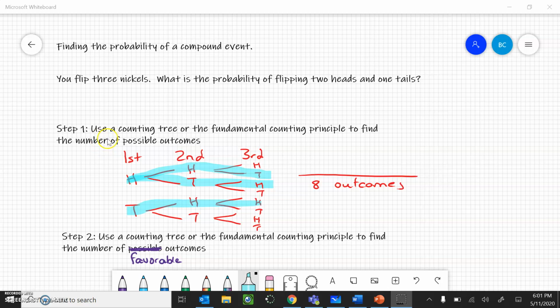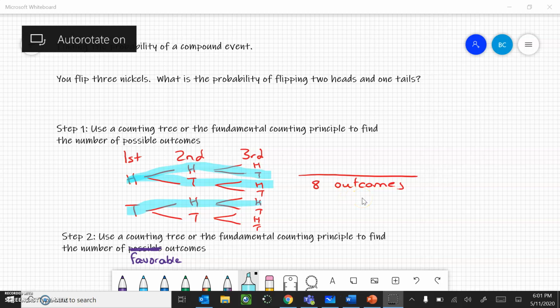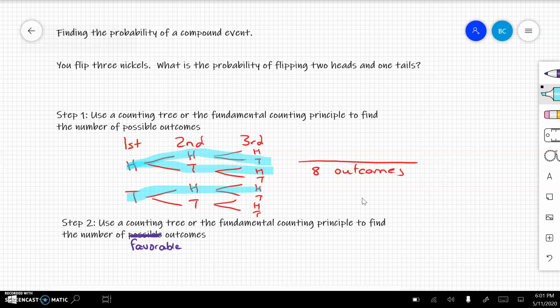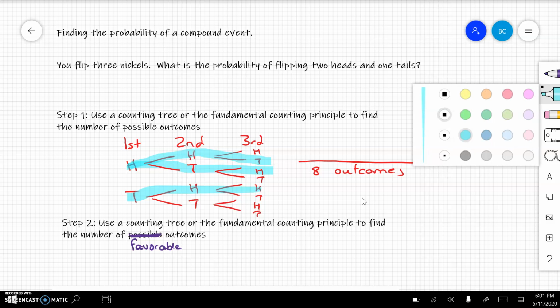We had made this counting tree to determine the number of possible outcomes. We had determined that overall there were 8 possible outcomes, and then we were on to step number 2, where we were finding the number of favorable outcomes. So I was in the middle of highlighting, and that's when I realized I was out of time. So I think I had started highlighting.